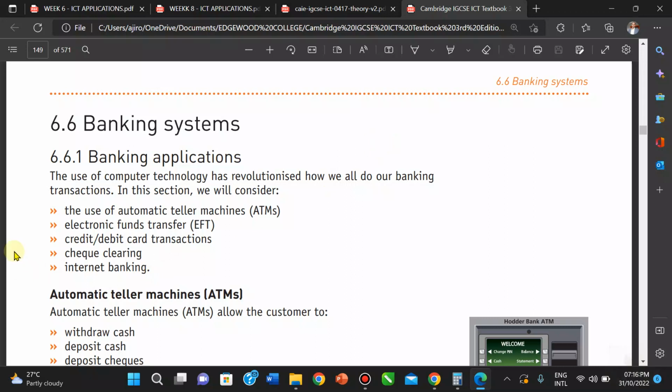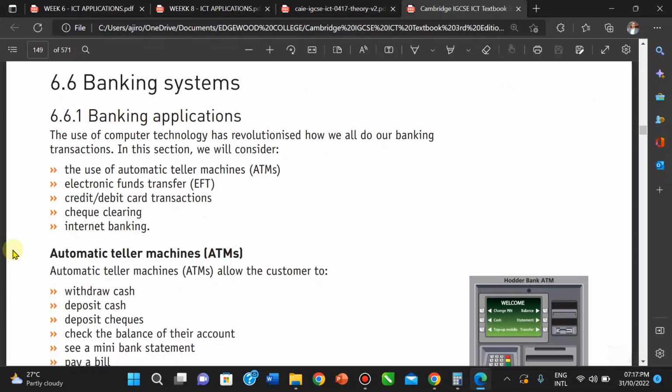Okay, so today we'll be looking at what ICT has helped in the banking application. One of them is the use of the automated teller machine. Two, electronic funds transfers and credit and debit card transactions, check clearing, and internet banking. And we'll be looking at it one by one. Are you ready? Let's go.